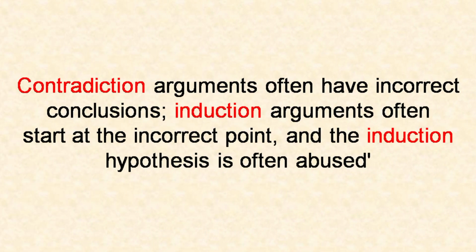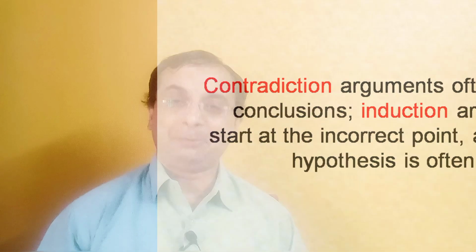So until and unless this really happens, you really do not understand, and if you are not writing down the correct steps, then it is a problem. Here on your screen, this is something which commonly happens. Contradiction arguments often have incorrect conclusions. Induction arguments often start at the incorrect point, and the induction hypothesis is often abused. I've taken it from the internet, some very common errors, etc. So this is what is being done.